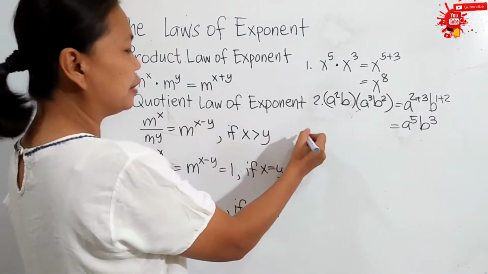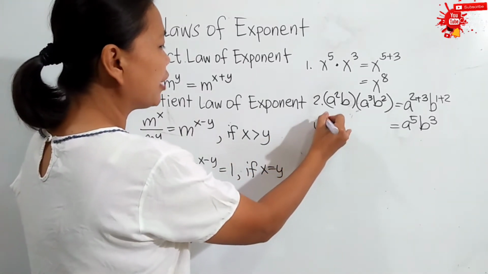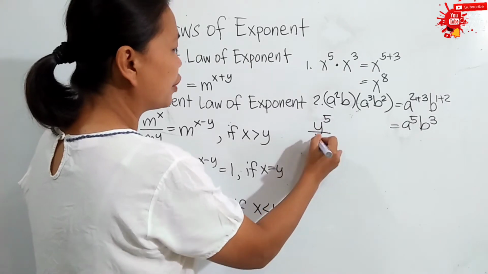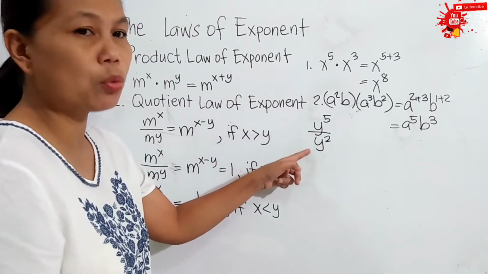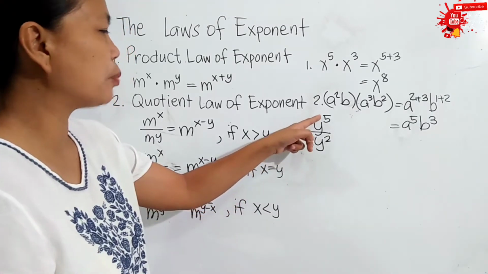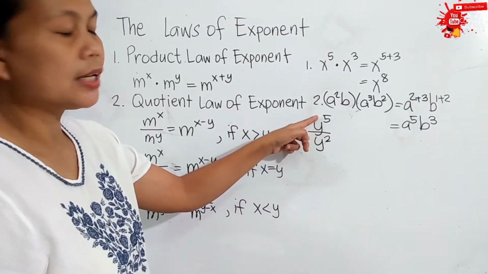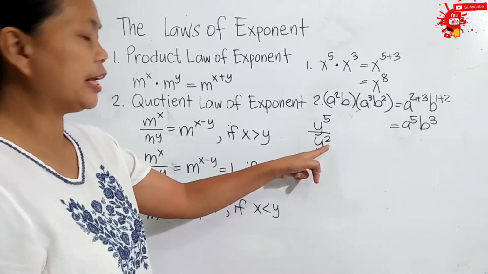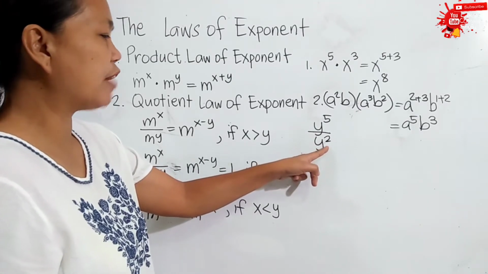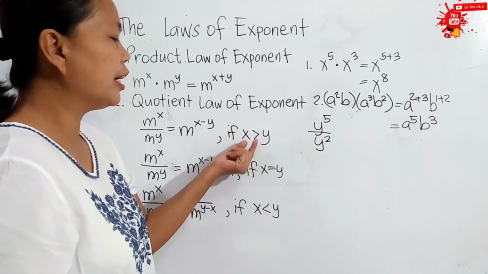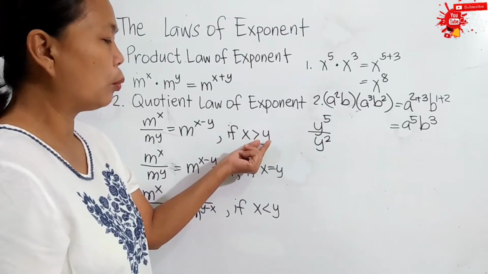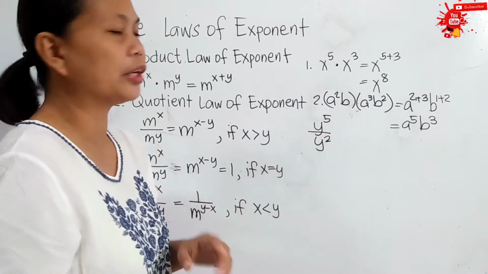Let's say we have here y raised to 5 over y squared. So we have here the same base, which is y. Then we have here the exponent, which is 5. And then for the denominator or the divisor, we have 2 as an exponent. So therefore, we have here x is greater than y. So we have 5 is greater than 2.